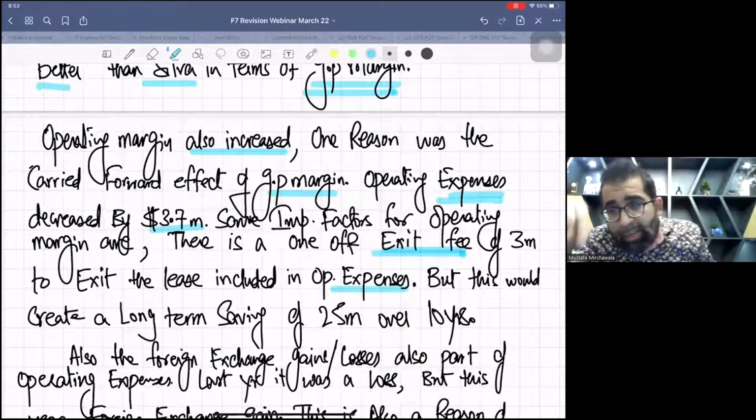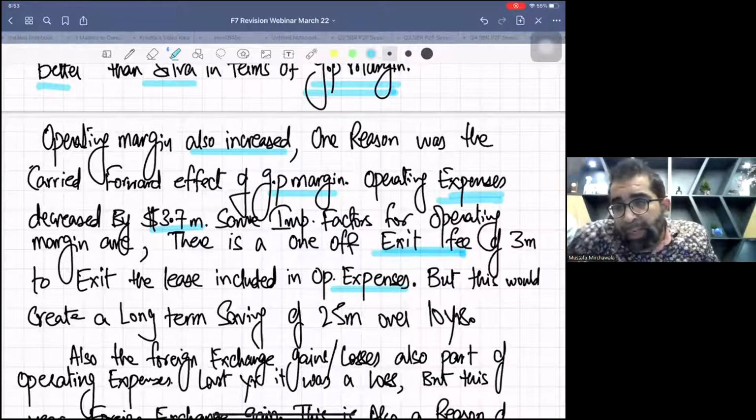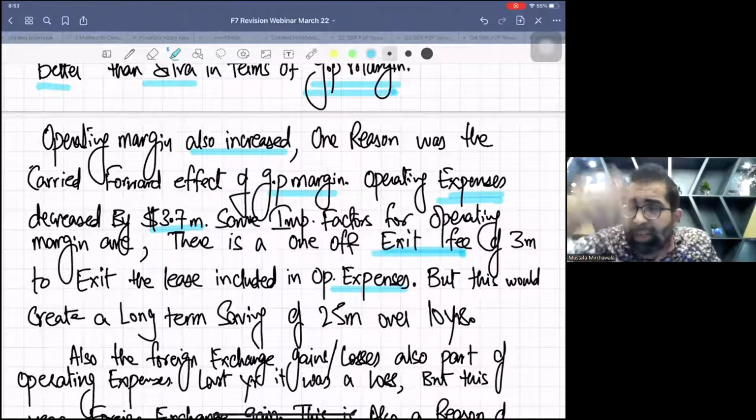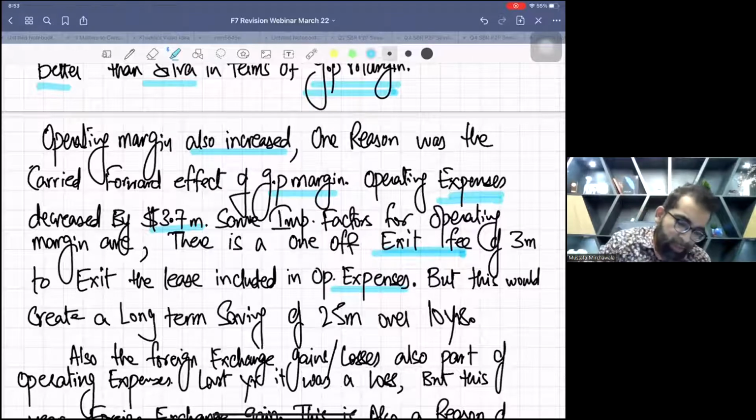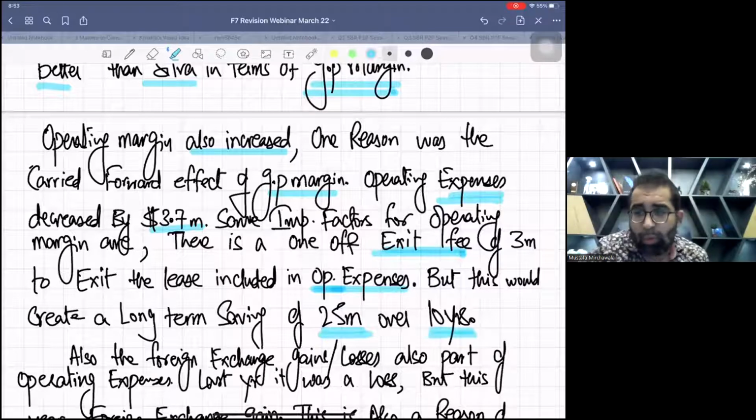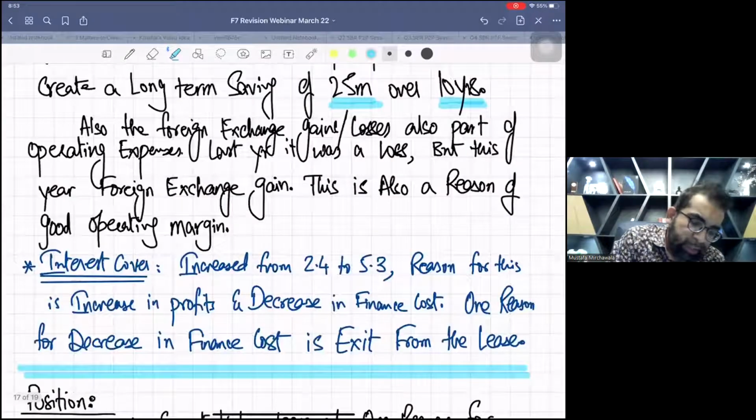Because after taking this 3 million hit, we saved 25 million over the next 10 years. Remember the lease. This would create a long-term saving of 25 million over 10 years, I hope you remember, shifting the properties. Also, foreign exchange gains and losses are also part of operating expenses. Last year it was a loss, but this year it's a foreign exchange gain.